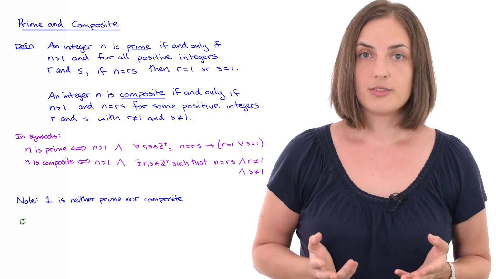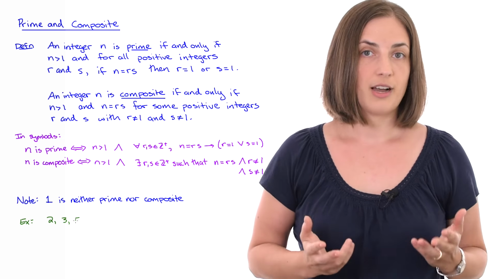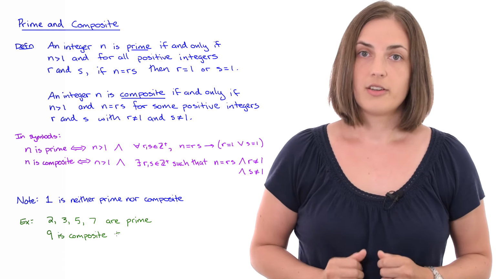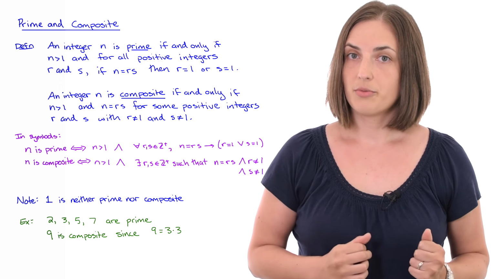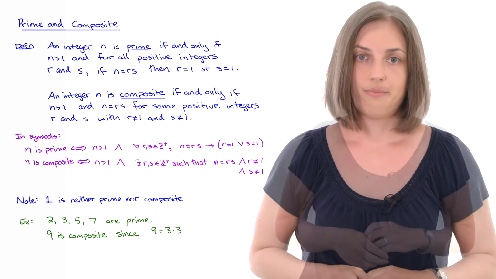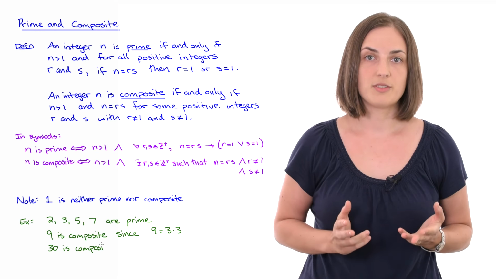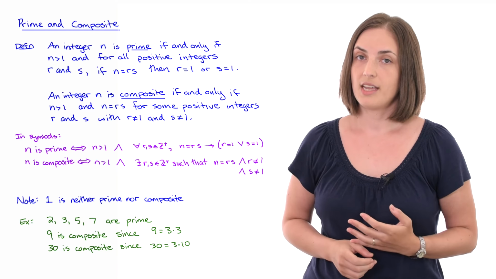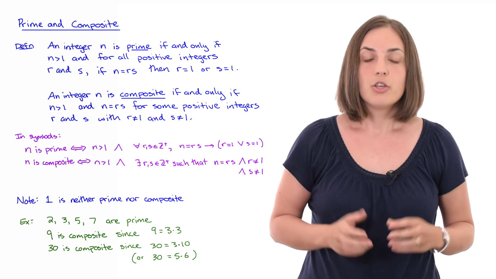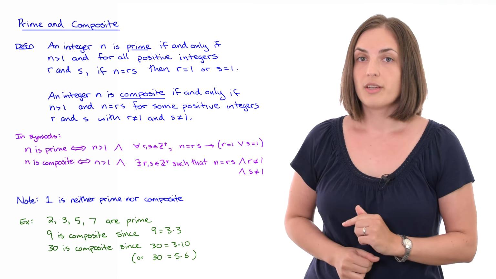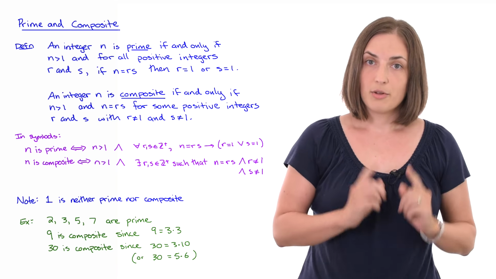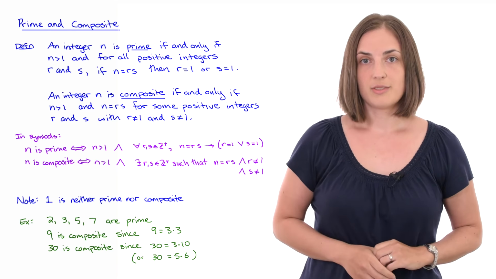Now let's think of some examples. The integers 2, 3, 5, and 7 are all prime. On the other hand, the integer 9 is composite because 9 is equal to 3 times 3. So here r would be 3 and s would be 3, and neither of those is equal to 1. Also, the integer 30 is composite because 30 equals 3 times 10. Notice that you could have also said it's because 30 equals 5 times 6. You don't need to write out all the different ways that you could do this. Finding a single r and s, which are both not equal to 1, such that they multiply to give n, is enough to show that it's composite.